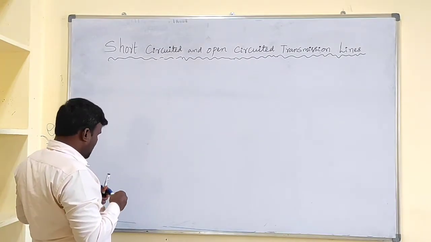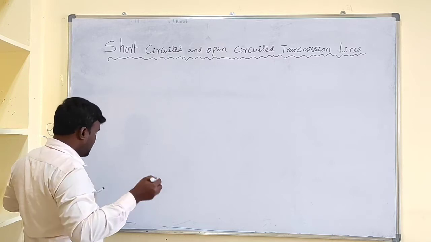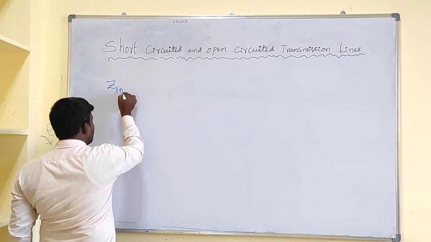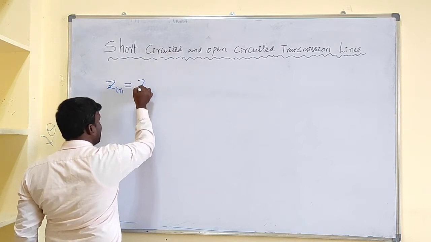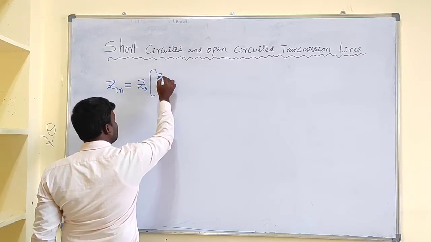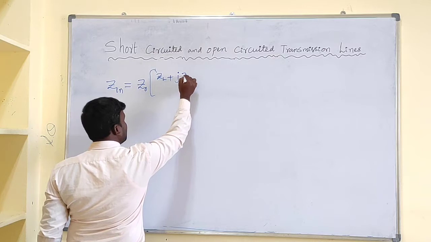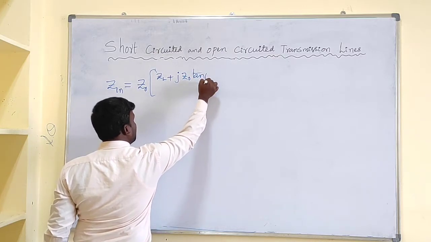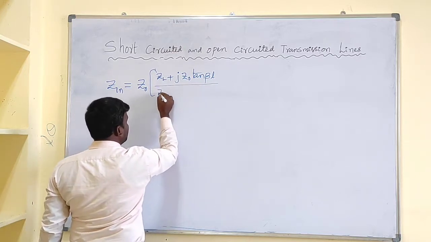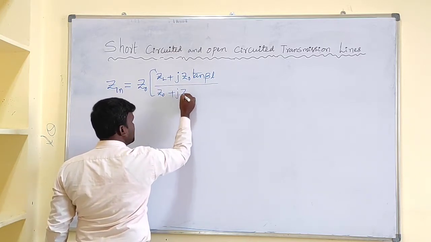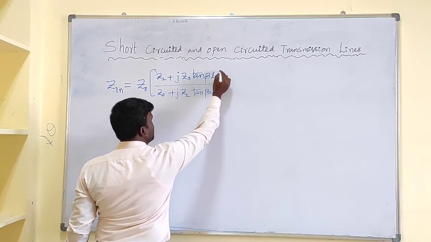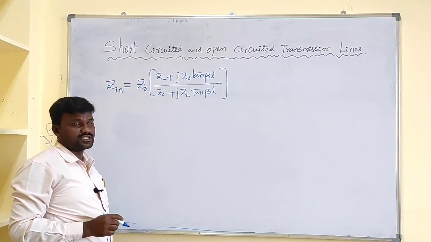In the last video, the title of which is input impedance of the transmission line, for a lossless transmission line, we derived ZIN equal to Z0 into (ZL plus JZ0 tan beta L) divided by (Z0 plus JZL tan beta L). This is the equation for the input impedance of the lossless transmission line.